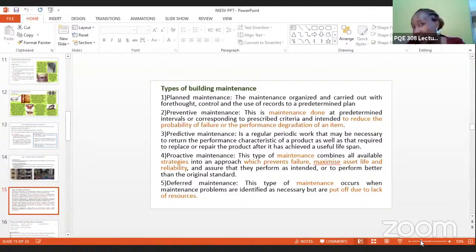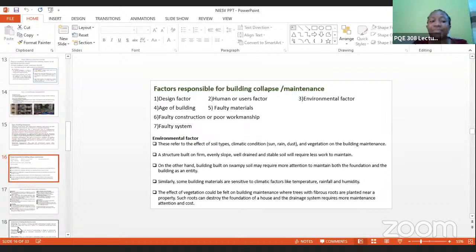You've already seen that there's a problem, but probably due to lack of resources, you say, okay, I will defer it. I'm not doing it now. Let me do it later. You understand? So those are the types of building maintenance. We should be able to differentiate one from the other.